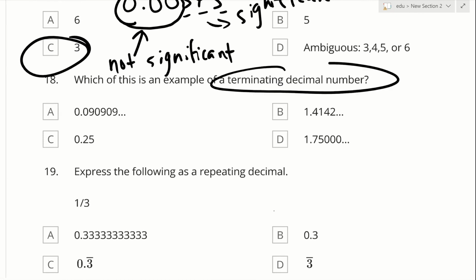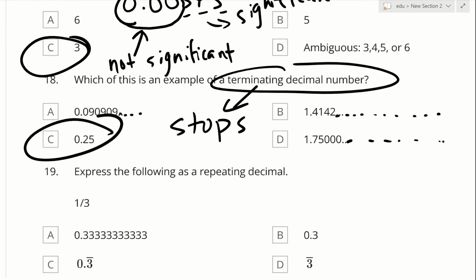So a terminating decimal number, terminating means it stops, right? All of these, they go on forever and ever and ever. So this is my answer over here.